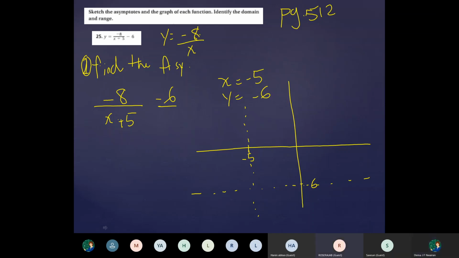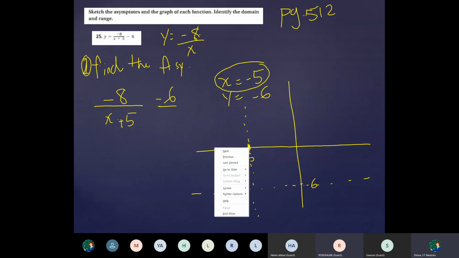X is negative 6. Y is negative 6. This is the x-axis. It will go to the left 6. No, x is negative 5. Where's the negative 5 on the x-axis? It's here. And where is y at negative x? It is on the y-axis. Yeah, okay. Sorry.